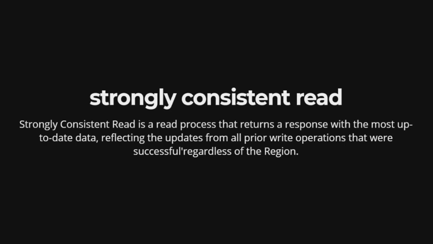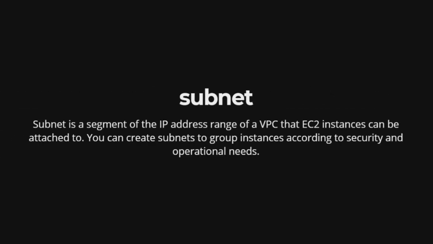Strongly consistent read. Strongly consistent read is a read process that returns a response with the most up-to-date data, reflecting the updates from all prior write operations that were successful regardless of the region. Subnet. Subnet is a segment of the IP address range of a VPC that EC2 instances can be attached to. You can create subnets to group instances according to security and operational needs.